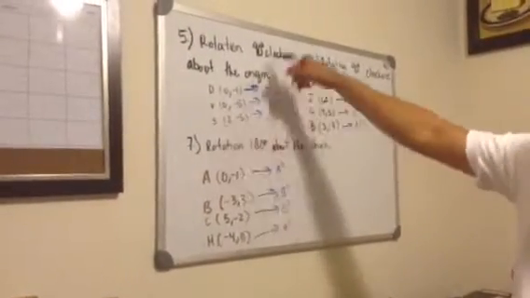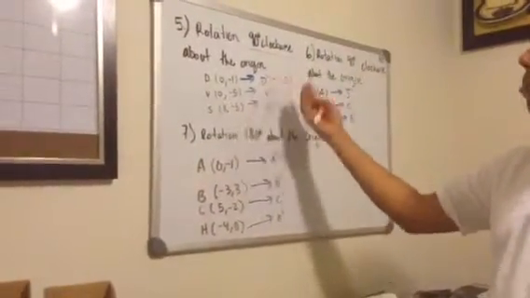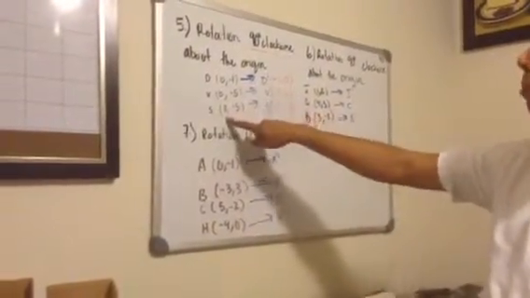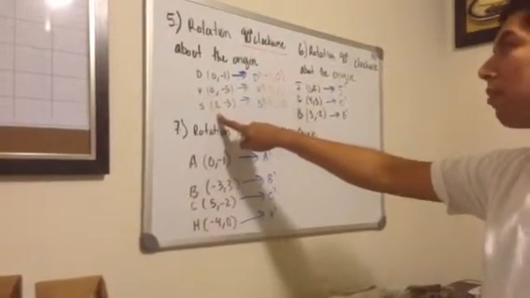And then remember, we're switching clockwise. We flip x and y, but before we flip them, we also want to change the sign to the opposite. If it's positive, negative. If it's negative, it's positive.